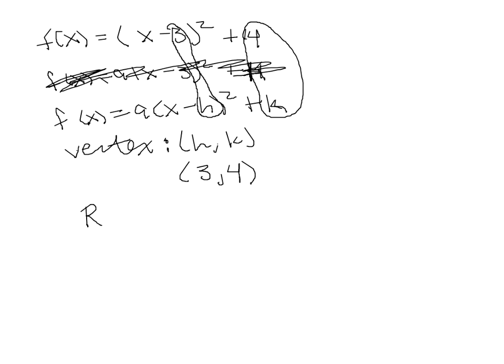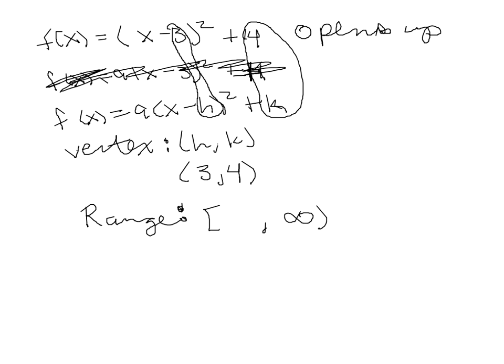Let's do the range. So if I come back up here and look, this parabola opens up. So my range is going to be something to positive infinity, and that something is the k value. So 4 to infinity is the range. Domain is all real numbers.